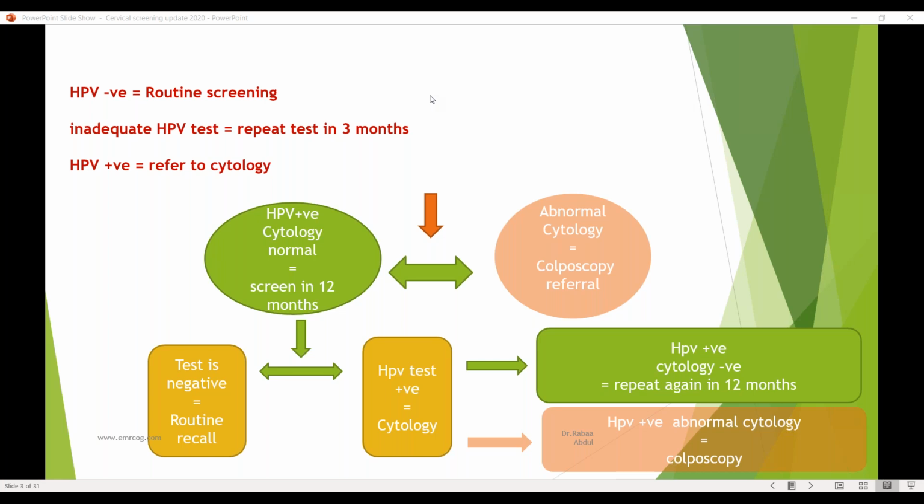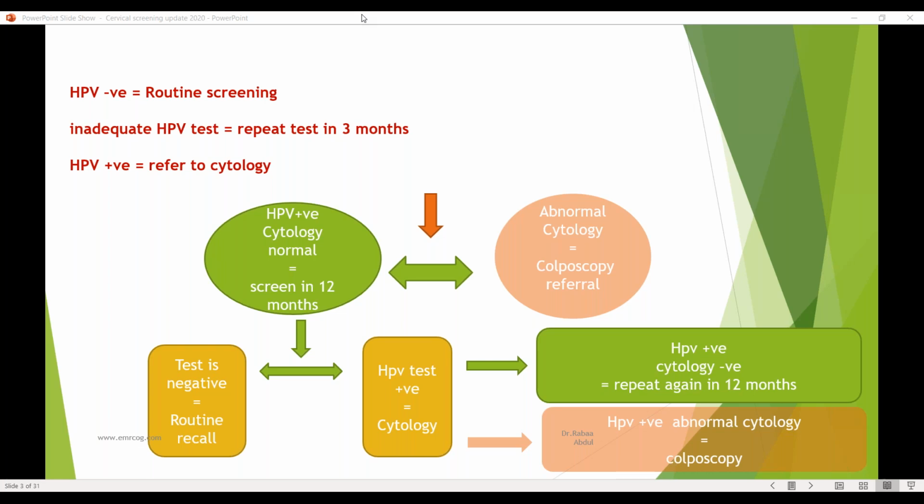If the patient has HPV negative, she will go back to routine screening, and the routine screening is still the same, not changed. It may change in the near future, but till now it is still the same: every 3 years from the age of 25 till the age of 50, and from the age of 50 till the age of 64, the routine recall will be every 5 years. My first tip today is please differentiate in the exam, in the answer, between the routine recall answer option and the option of asking the patient to come again for reassessment in 3 years or in 36 months.